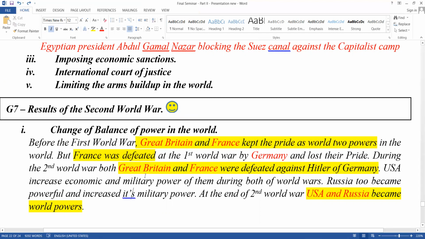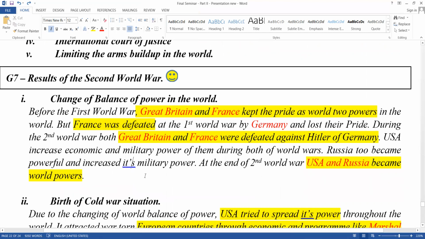Because of Russia and the USA becoming world powers, what happened? The Cold War had started. The birth of the Cold War is a result of the Second World War. If a question is given to explain two destructive results of the Second World War, you can take these two. These two are destructive.